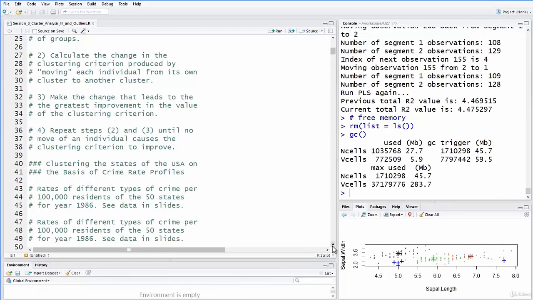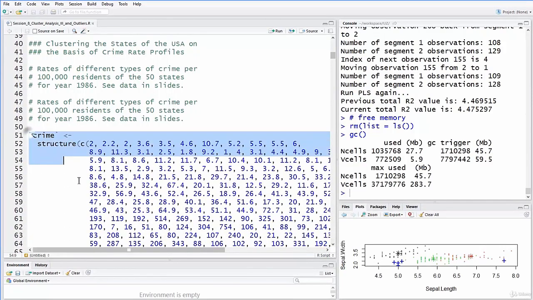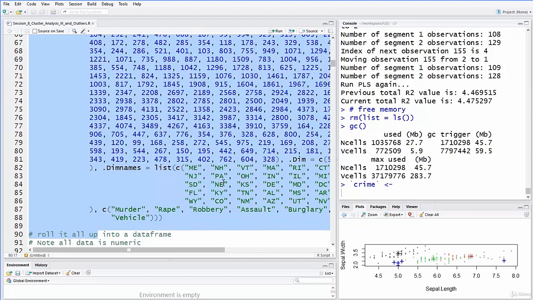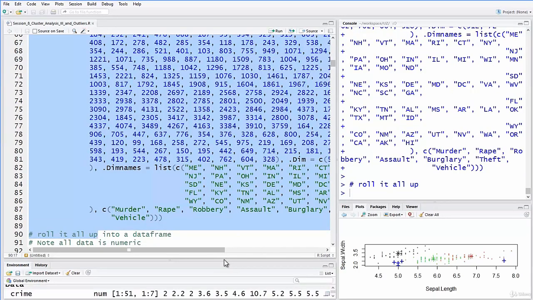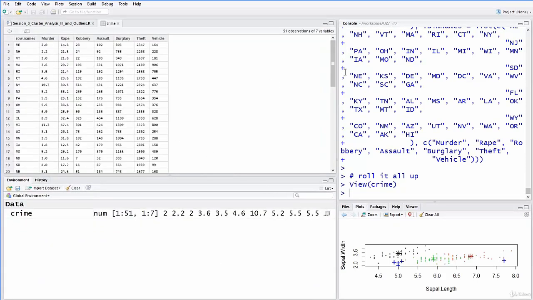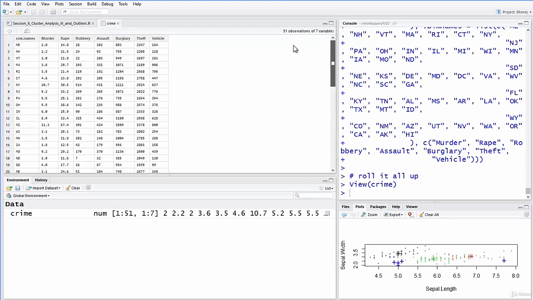Okay, so here's our data, and we're going to create it. We'll do that really fast. We'll roll it up into a data frame, and then we can take a look at it. We'll pop it open here. And so it's just 51. Not sure why they're 51. I thought we had 50 states. Looks like they're 51.